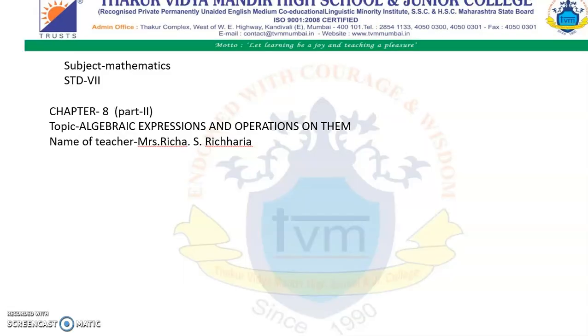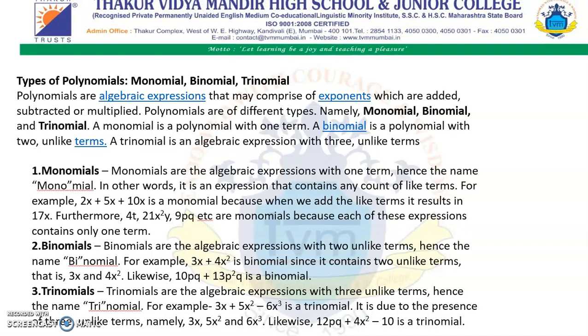Subject Mathematics Standard 7, Chapter 8, Topic Algebraic Expressions and Operations on them. This is part 2. Let us revise the types of polynomials. We have already studied about monomial, binomial, trinomial.